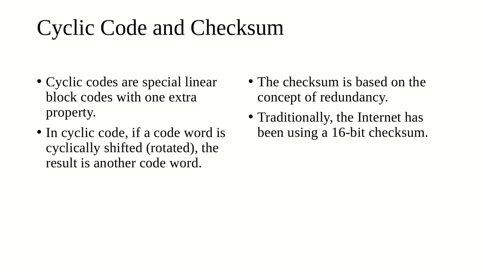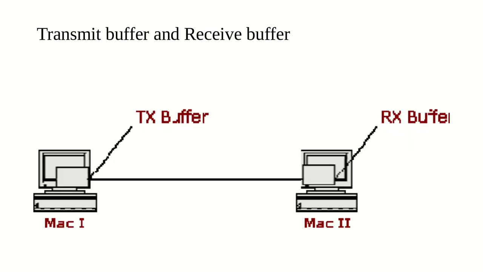These are some special block codes like cyclic code and checksum. Cyclic codes are special linear block codes with one extra property. If a code word is cyclic shifted, the result is another code word. The checksum is based on the concept of redundancy. Traditionally, the internet has been using a 16-bit checksum.